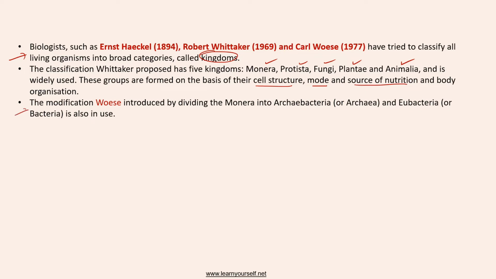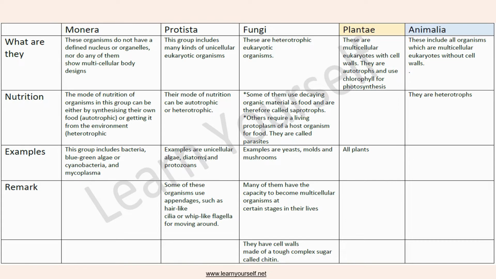Now, the modification which Carl Woese introduced was dividing the Monera into Archaebacteria and Eubacteria, and that is also in use. So let us see this classification and the different types of kingdoms thoroughly. Let us see how they have classified these organisms into 5 basic kingdoms. First kingdom is Monera, second is Protista, third is Fungi, fourth is Plantae, and fifth one is Animalia. In these 5 kingdoms, they have categorized all the organisms.